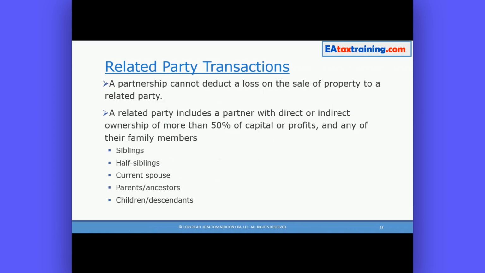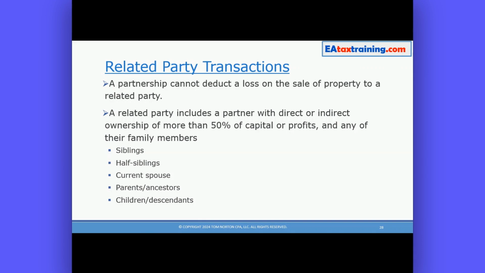Related party transactions. A partnership cannot deduct a loss on the sale of property to a related party. A related party includes a partner with direct or indirect ownership of more than 50% of capital or profits, and any of their family members. So that's siblings, half siblings, their spouse, their parents or grandparents, their children, grandchildren, etc. All of those are considered related parties.